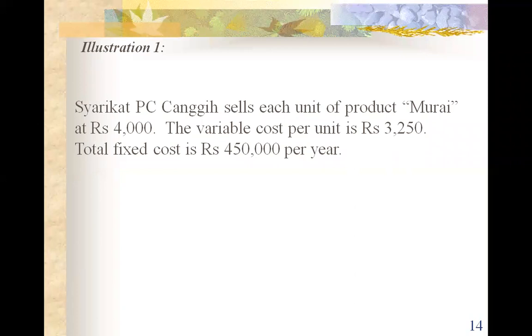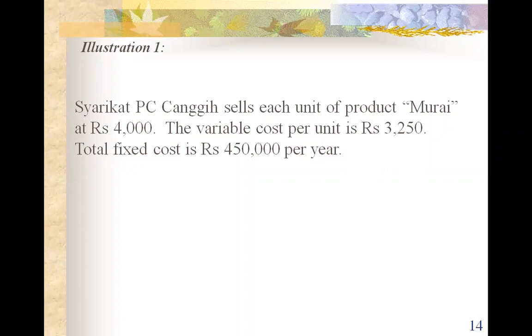ওকে, কন্ট্রিবিউশন মার্জিনের ফর্মুলাটা কি কেউ বলতে পারবেন? Contribution margin is sales minus variable costs. 750 হবে স্যার কন্ট্রিবিউশন মার্জিন. So here our contribution margin is 750, right? And here you see total fixed cost is 4,50,000.